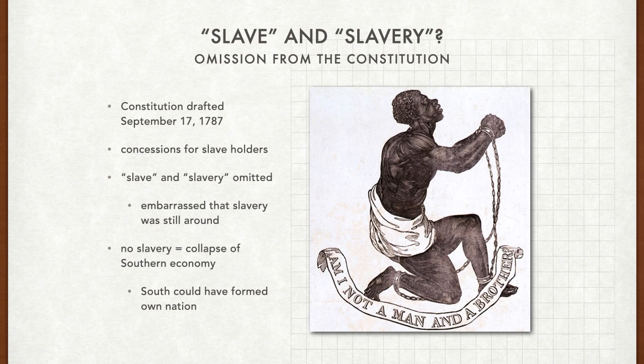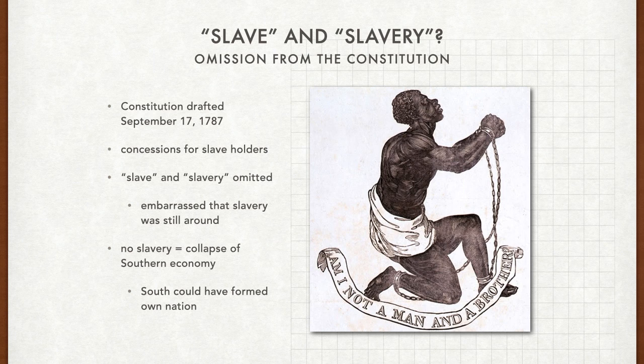So here is a really popular picture the abolitionists used. They said, "Am I not a man and a brother?" Right? This was circulated quite largely during this time. So the Founding Fathers were left to devise how they were going to shape their new republic. This took the form of the drafting of the Constitution on September 17th, 1787.